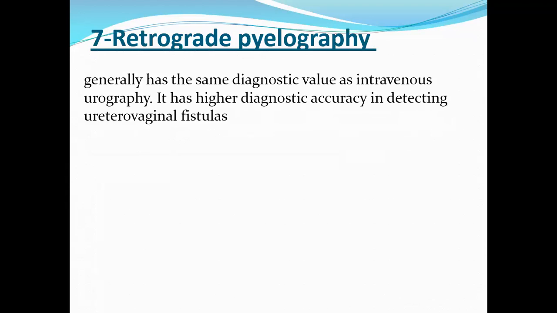We visualize the upper urinary system, with the same diagnostic value as intravenous urography. Put in mind that ureteric involvement in the fistula is sometimes very difficult. Once the ureters are involved, there will be fibrosis and there may be back pressure on the kidney and possibly hydronephrosis later on. So we should properly assess both ureteric orifices.